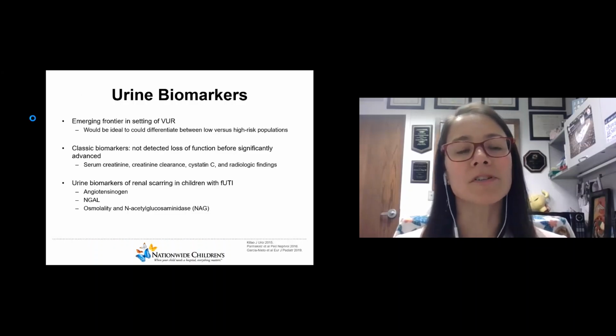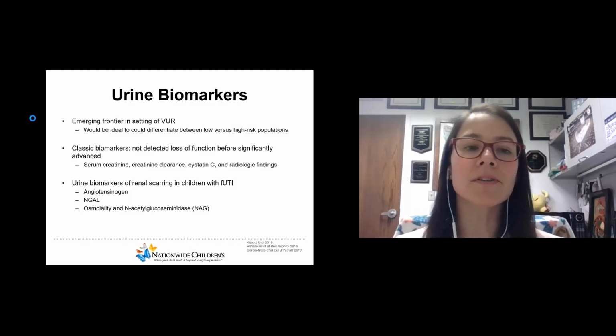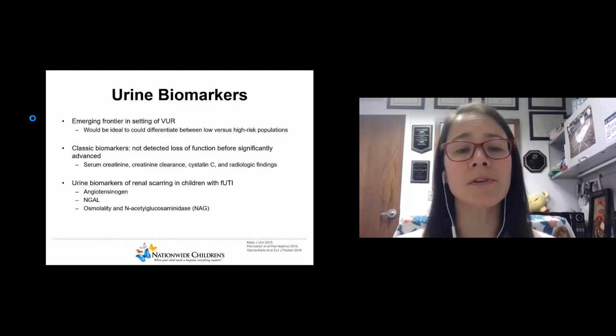So urine biomarkers are an emerging frontier in the setting of reflux. They would be ideal if they could differentiate between low and high risk populations. They're non-invasive, so they're really an area of a lot of interest. Currently, classic biomarkers such as serum creatinine, cystatin C, and clearly radiologic findings haven't been able to detect loss of function before it's significantly advanced. There have been some urine biomarkers of renal scarring found in children with febrile urinary tract infections, but they're still quite experimental.